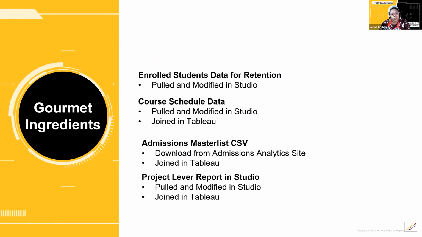We're using the enrolled students data for retention, which is pulled in Studio and modified in Studio. The course schedule data, which is pulled and modified in Hyperion Studio, and then joined with the enrollment data in Tableau. We're also utilizing the admissions master list CSV, which is downloaded from the admissions analytics site, and that's also joined in Tableau. And then the project level report, which I have in Studio, is where I'm pulling some of the data about first gen. All right.